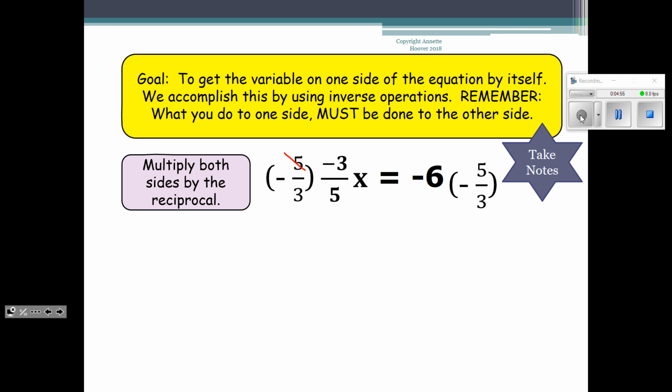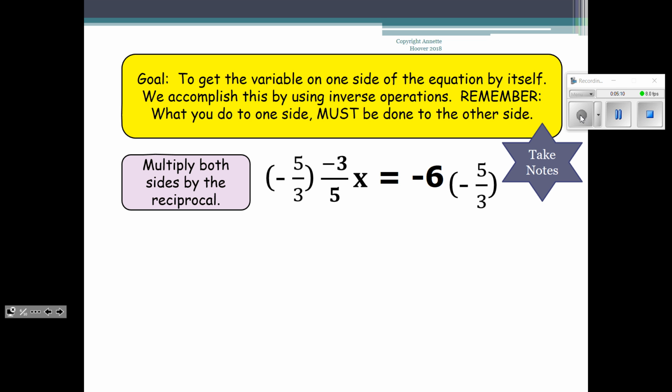Well, on the left side, 5 and 5 are both divisible by 5, so they become 1s. 3 and 3 are both divisible by 3. They become 1. So both of these fractions cancel out to just 1. That's what we want it to be. We want to have a 1x.